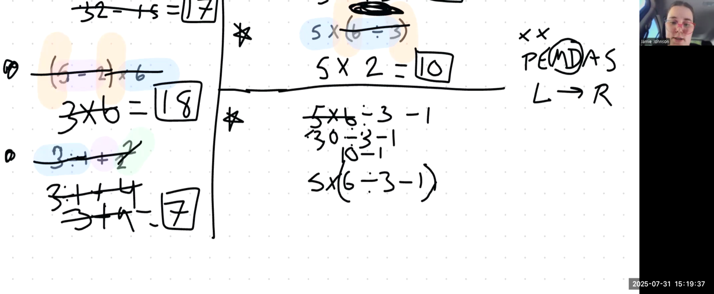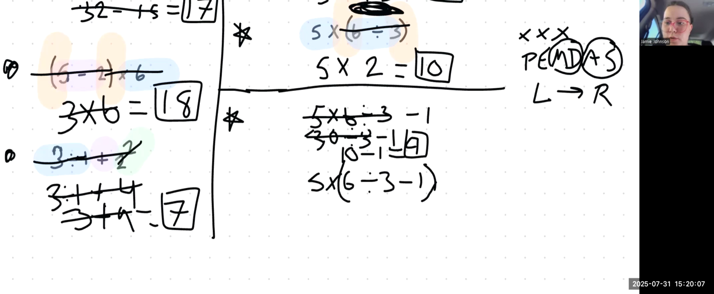So we've done this. We've done that. 10 minus 1, right? Because that's our last step. And we go through PEMDAS one more time. No parentheses, no exponents, no multiplication or division. But we do have addition or subtraction. So we go 10 minus 1 equals 9. Lovely. 9 is our answer there.